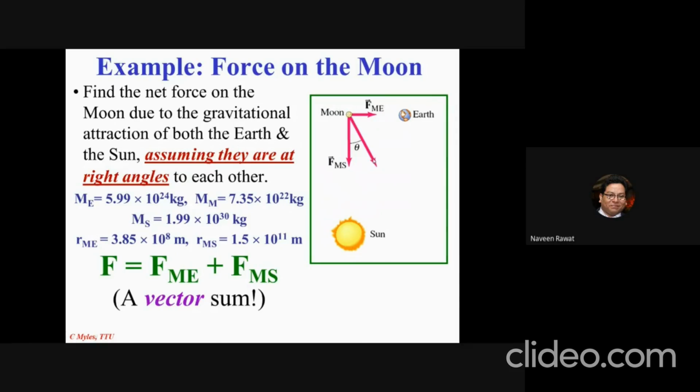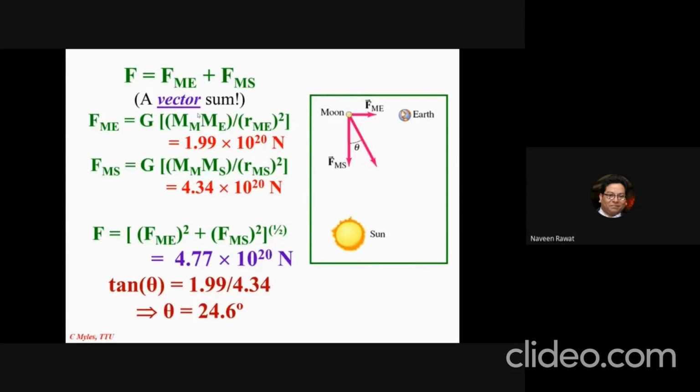We can assume that the force shown here, this value F, is the same F here, and is the sum of F_ms plus F_me, because this force is exactly the same as this force. The value that you will get for the force between the moon and the Earth will be roughly 2 times 10 to the 20 newtons. And the value for the force between the moon and the sun will be 4.34 times 10 to the power 20 newtons.